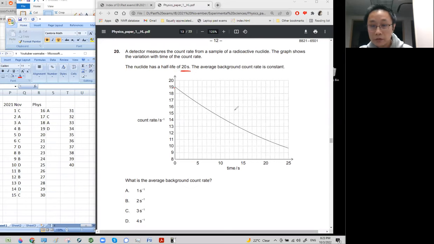Wait, so after 20 seconds, the count rate has gone from 19 to 11. So the sample count has decreased by 8, which means that the original sample count has to be 16, which means that the background count has to be 19 minus 16. So that's difficult.